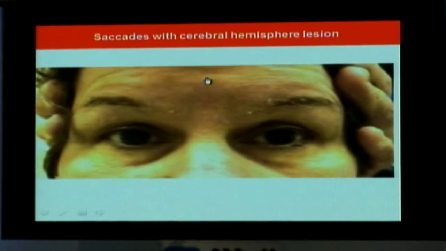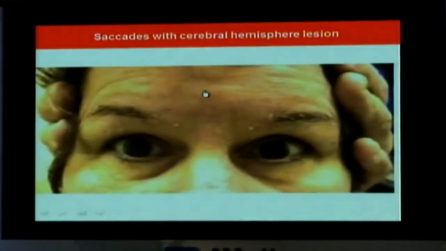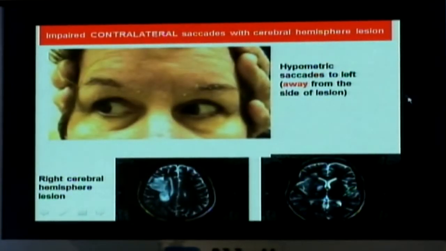Right, correct. When she went to the right, it was a big one. When she went to the left, there were usually a couple small ones. Let's see that. Single camera, one to the right, finger, 3 or 4 little ones to the left. So this lady had a large lesion in the right cerebral hemisphere, a stroke. She made hypometric saccades to the left.